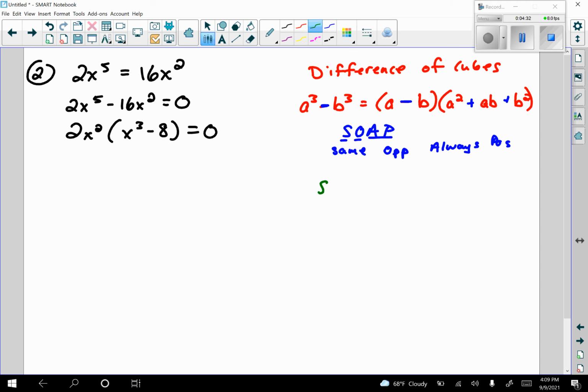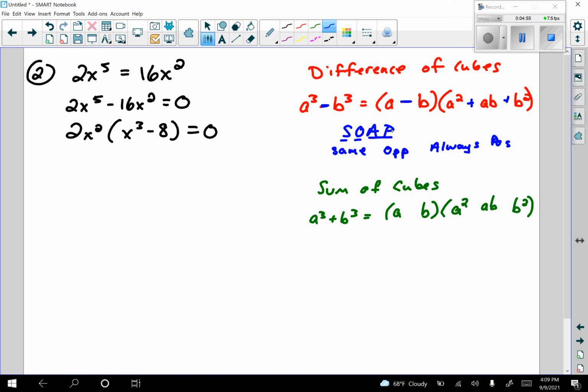If we have a sum of 2 cubes, that means we would have an a cubed plus a b cubed. Again, we would have a little binomial and then a trinomial. Same thing here. We take the cube root of each one, so we get a and b. Over here, we're still going to have an a squared, a times a, and then a times b, and then b times b, so b squared.